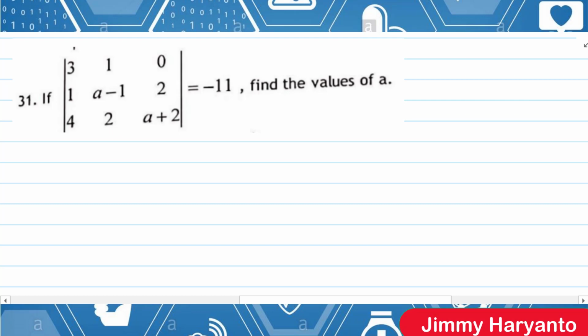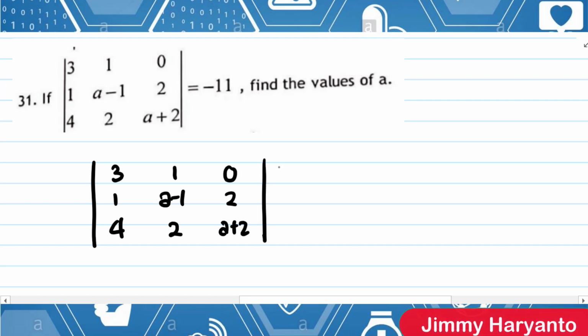And the next is 31. For number 31, we have to find the determinant equals to negative 11. Yeah, so we have to find the determinant first. 1, a minus 1, and then 2. Be careful with this one because we have 2 terms inside of the matrix.